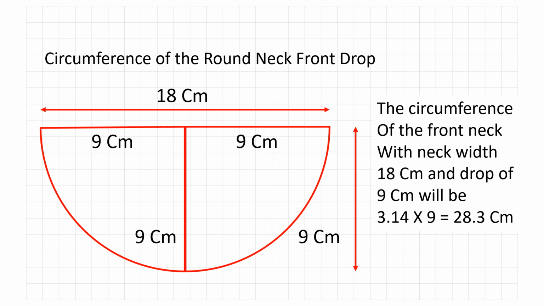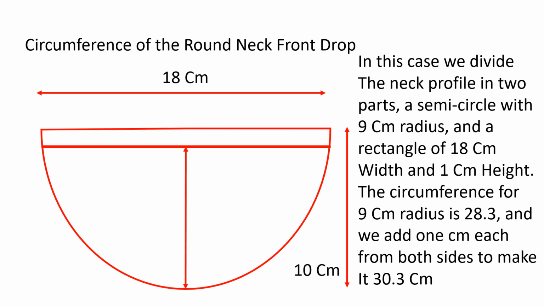Here is a simple formula. 2 pi r, which gives us the circumference of a circle, becomes useful. Using the same formula, we can easily calculate the length of such an arc or semicircle by just using pi r. Because the neck is a perfect semicircle, the length of the front neck profile in this case will be 3.14 multiplied with 9, which equals 28.3.